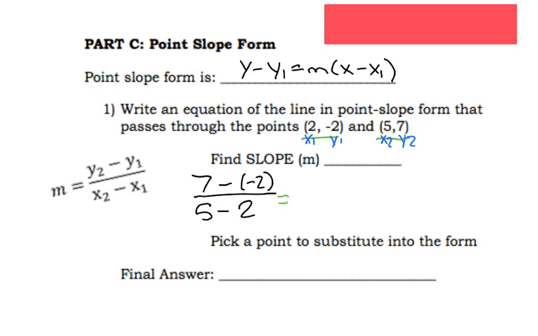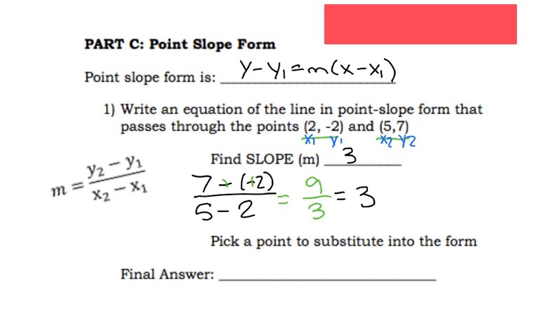All right, so let's see what we get. 7, take away negative 2: 2 negatives back to back change into positives, so 7 plus positive 2 is 9. Over 5 minus 2 is 3. 9 divided by 3 reduces perfectly into the value 3. So our slope is 3.